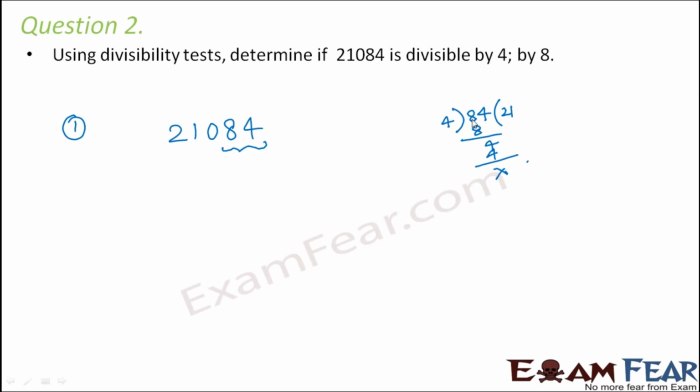So we get a remainder of 0, so that means the last 2 digits are divisible by 4. Therefore, we say that this number is divisible by 4.